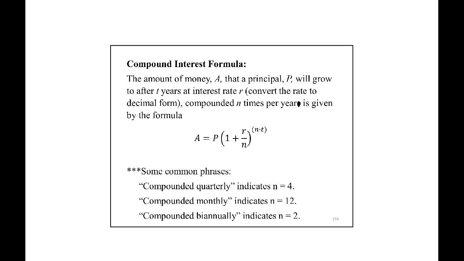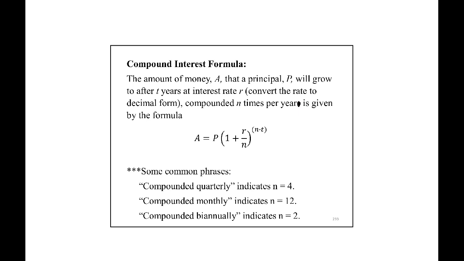And there are some common phrases we see in problems. Compounded quarterly means that it happens 4 times a year, so N equals 4. Compounded monthly indicates that it's compounded 12 times in a year, so N equals 12. And then last, compounded biannually or semi-annually indicates that N equals 2, or it compounds twice a year.